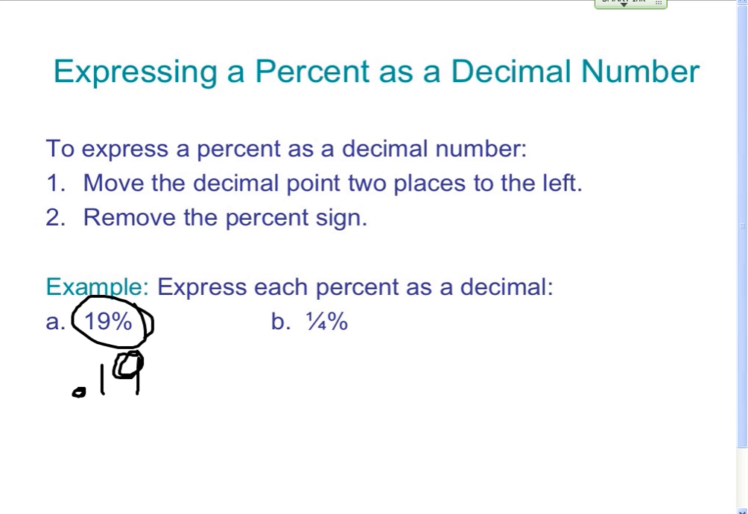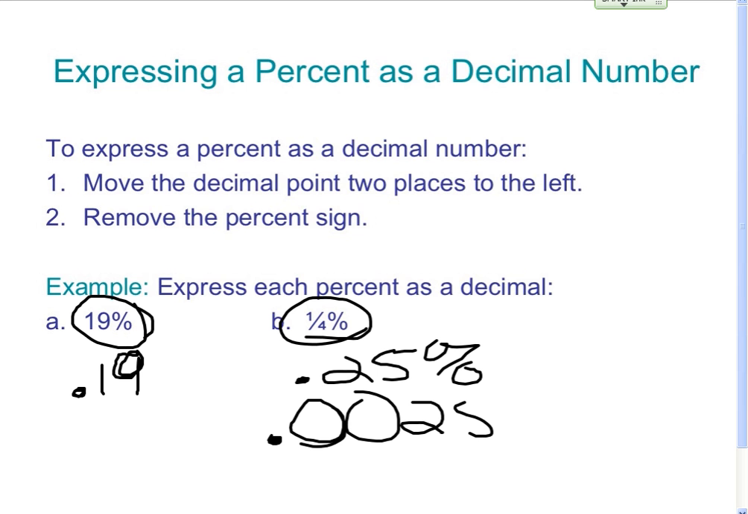Be careful with this 1/4%. 1/4, you know, is 0.25, but that's 0.25%. So if I want to write 1/4% as a decimal, I've got to move the decimal 2 places, but remember I'm already starting out with a decimal, so 2 places to the left, 0.0025.